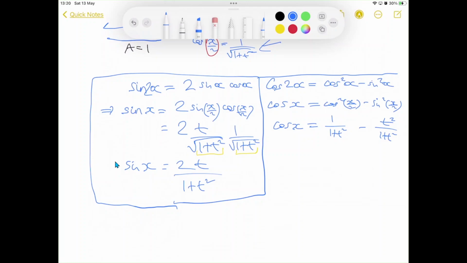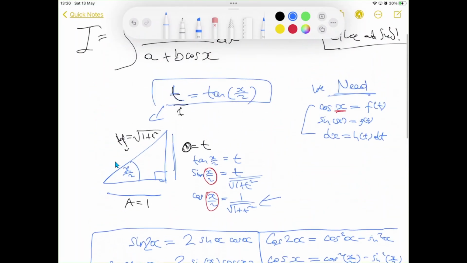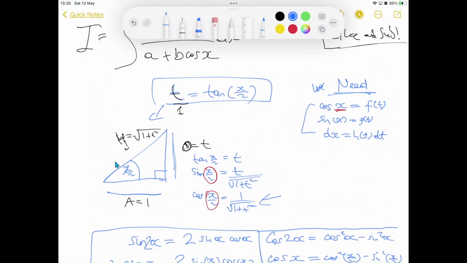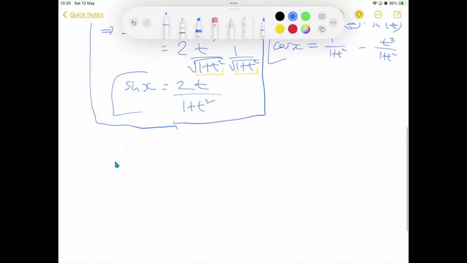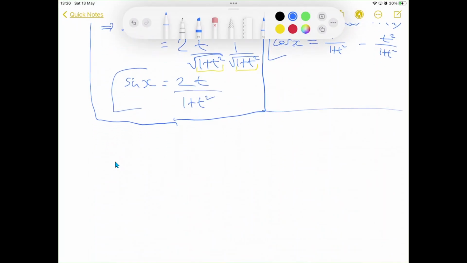Now, what do I have? I have sine of x in terms of t. I have cosine of x in terms of t. Finally, what do I need? We need, because you're watching this with me, we need dx in terms of t. So, from earlier, if tangent of x over 2 is equal to t, and we apply arctangent to both sides, we get x over 2 equals arctangent of t.